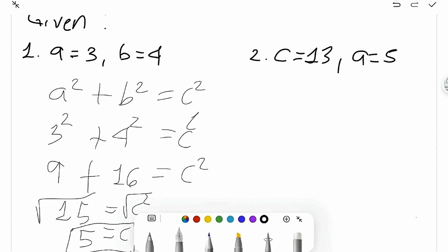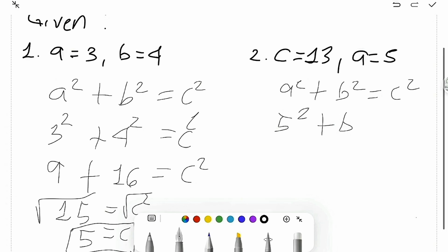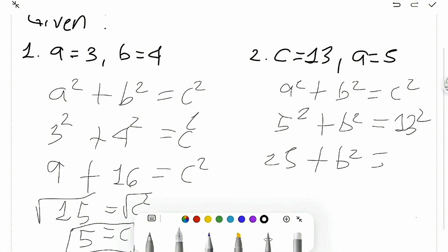Now let's move on to example number 2, finding a leg length. Now, what is the given? First of all, we're going to use our formula, a squared plus b squared equals c squared. Step 2 is to substitute. Now, a is 5 squared plus b squared equals c, which is 13 squared. Now step 3, we square: 5 times 5 is 25, and 13 times 13.